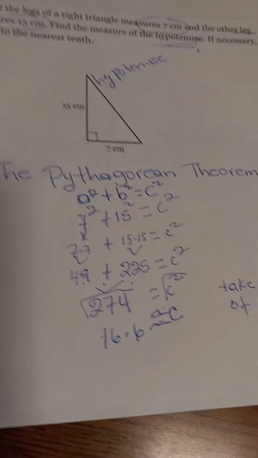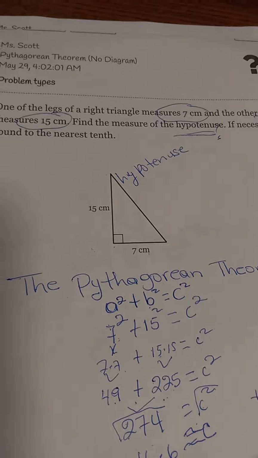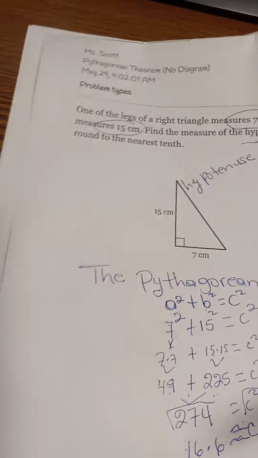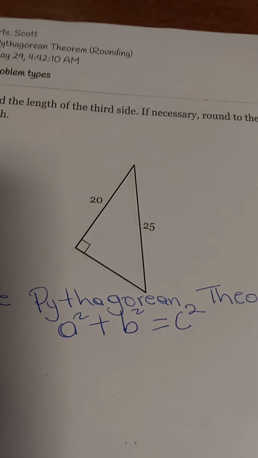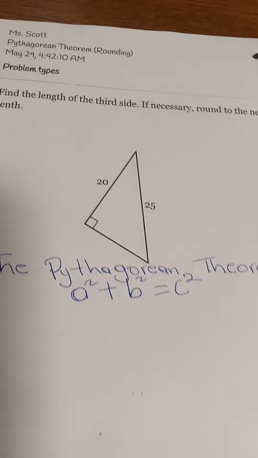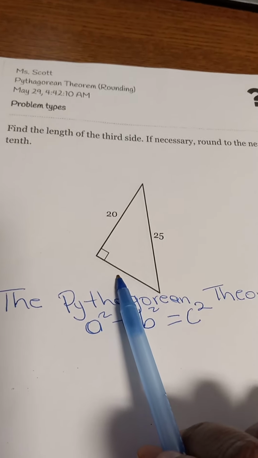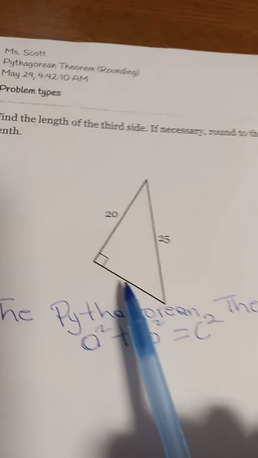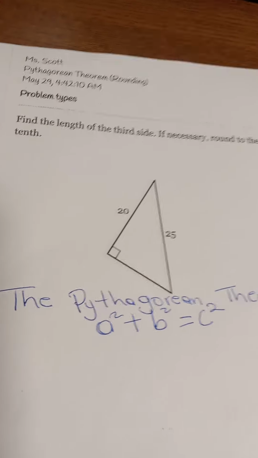Okay, so there we go for this problem. Let's put this aside and look at the other problem. In this problem, we have to find one of the legs. So in order to find one of the legs, we use the Pythagorean theorem again.